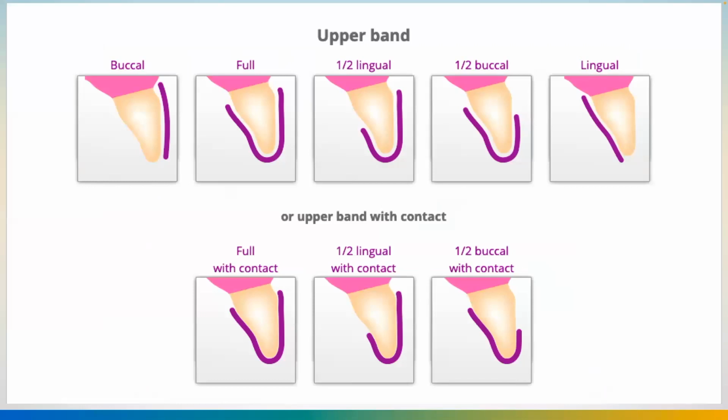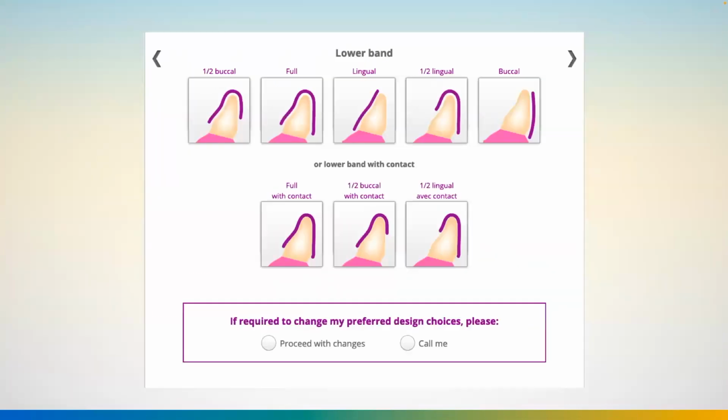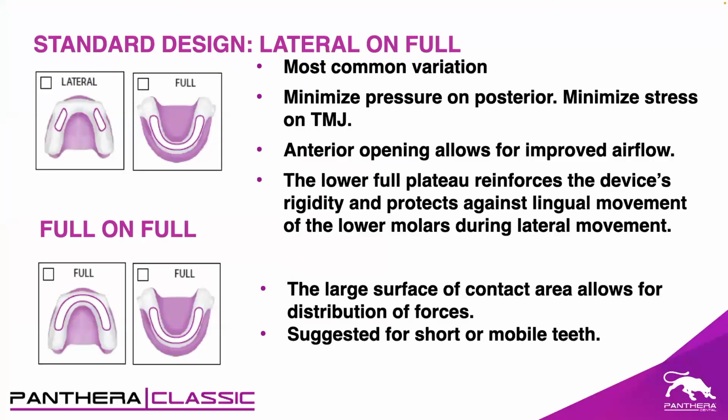So we have bands. You can design just buccal, full, half lingual, half buccal, full, just lingual, and then three-quarter, like half. There are so many variables here, and so many variables on the lower as well, in case you need them. And then you also have plateaus. Where do these devices hit each other? I will talk to you real quickly, before we start running out of time, about why we choose certain types of appliances. So their most common one is this lateral on full.